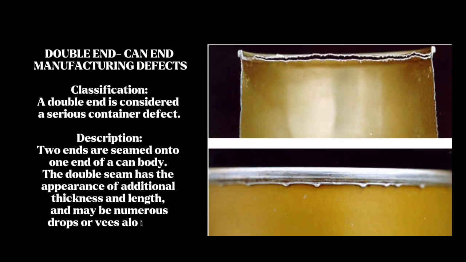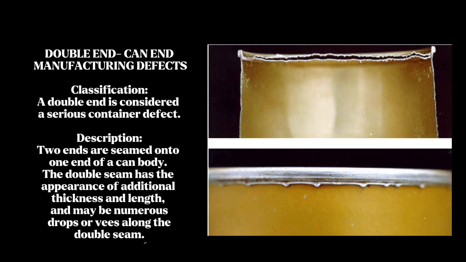Next is double end, a can end manufacturing defect. Double end is a serious defect where two can ends are mistakenly seamed onto a single end of the can body. This results in a visibly thicker and longer seam that may show irregularities such as drops or V-shapes along the double seam. This issue commonly happens when two end plates stick together before entering the end piece.